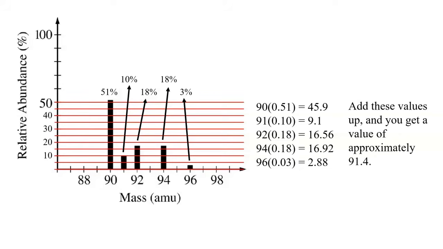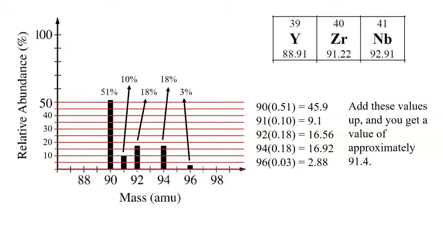So if I look at the periodic table, I see that element yttrium, atomic symbol Y, and then zirconium, atomic symbol Zr, and then niobium, element symbol Nb, they have atomic masses that fall in that range of around 89 to 93. But in this particular case, if I had to guess what the identity of the element is, I would say it's probably zirconium, which has an average atomic mass of 91.2.